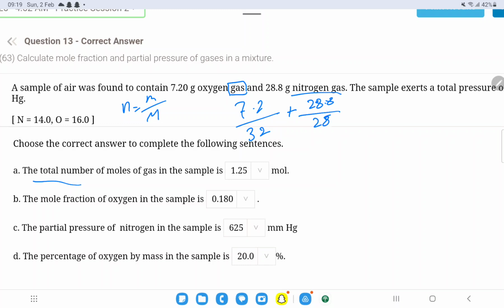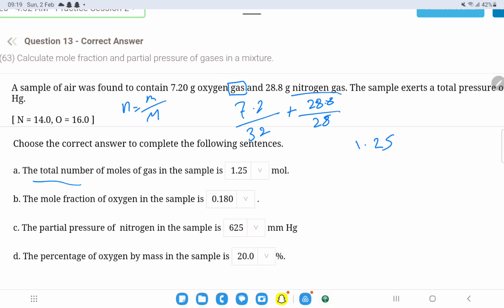You put it in your calculator, and you're supposed to get 1.25. Put it in the calculator, it's 1.25 and a lot of decimals after. You just round it to 1.25. It's 1.253, you round it into 1.25.